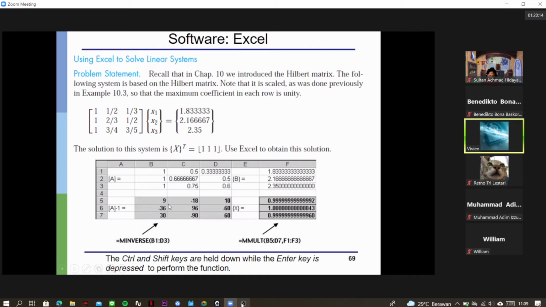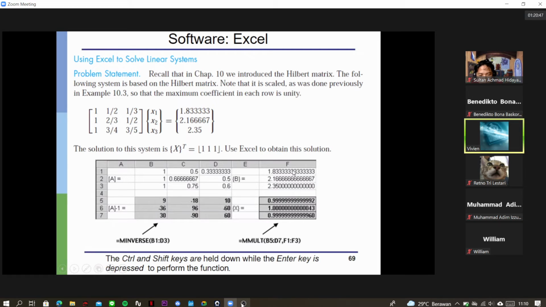So that we will have this result, and then we can find the X value, the unknown factor, by multiplying the inverse with B, the right hand side. So multiplying that, we block the cells first here, and then we type MMULT, which is the matrix multiplication. And then in the bracket, we choose first the inverse, from D5 up to D3, so we just block that matrix. And then we give a comma, so that will be the multiplication with the second matrix or the second factor.